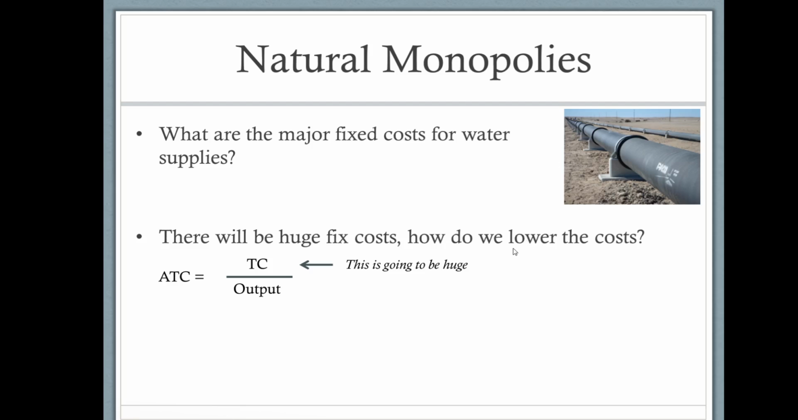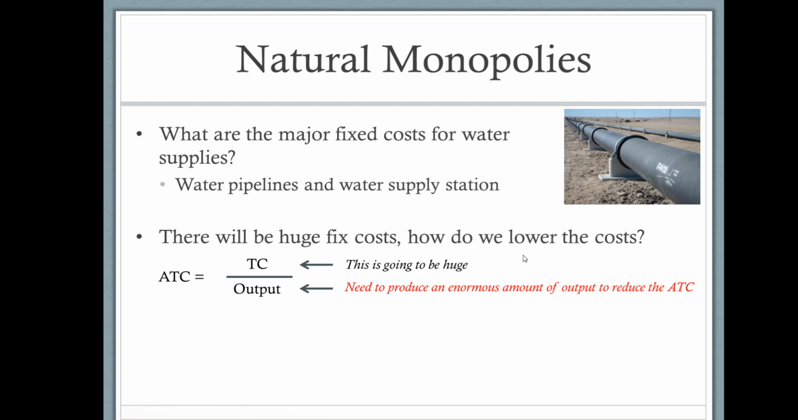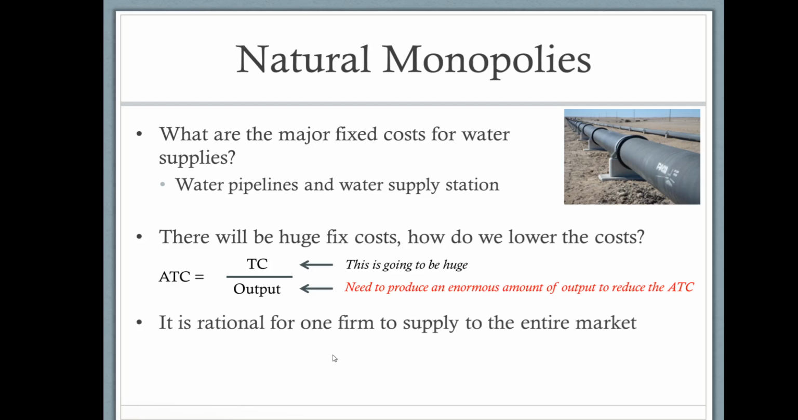And that's why it's always better to have just one firm to supply this particular good than more than one firm. So it's very rational for just one firm to supply this kind of good to the entire market. That's why it's a very special case. Competition here is not desirable.